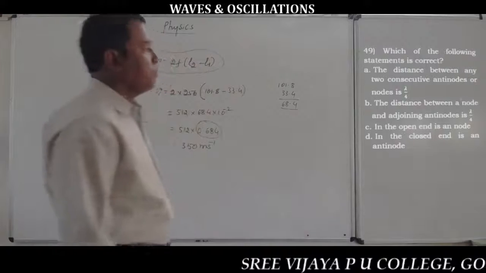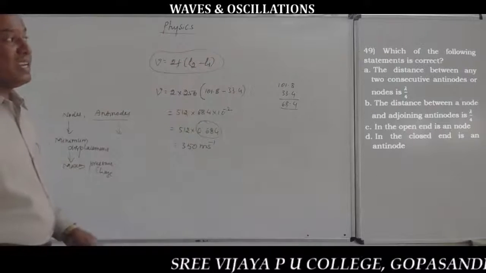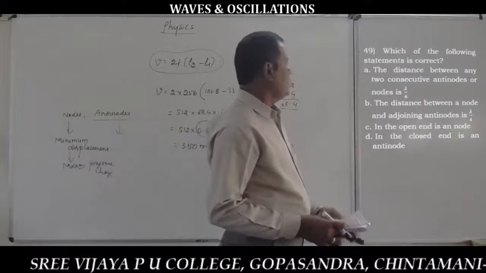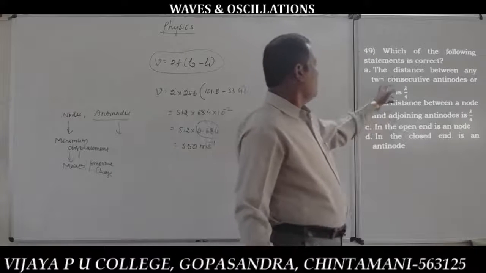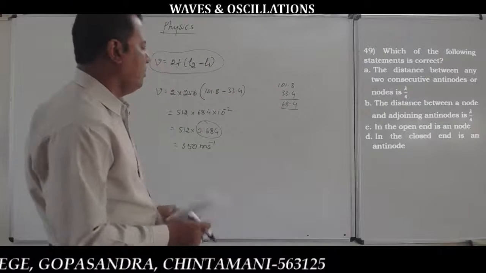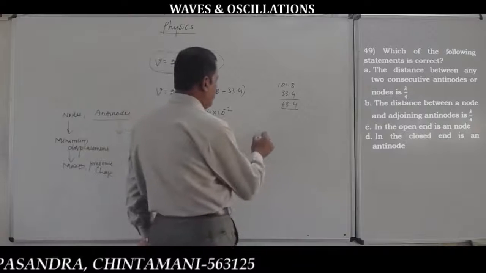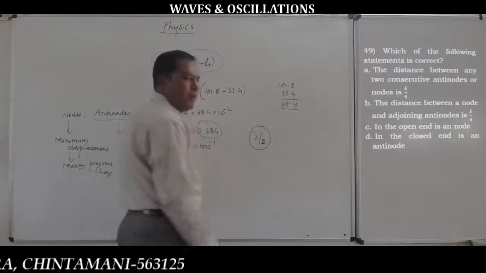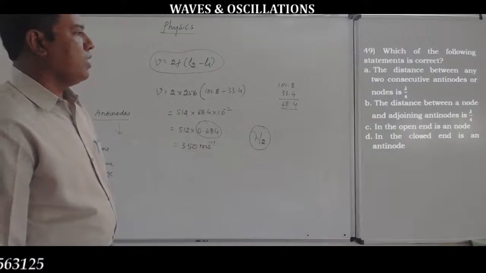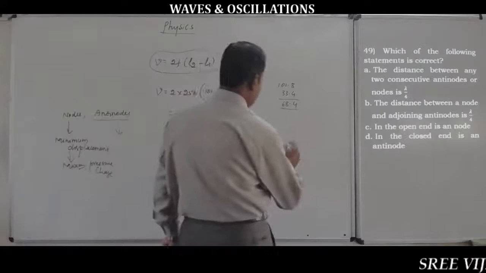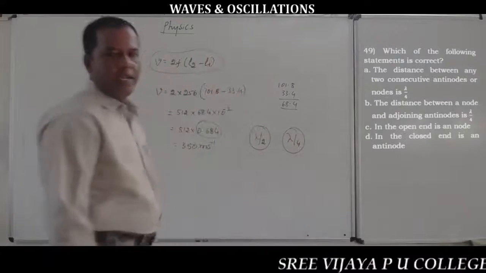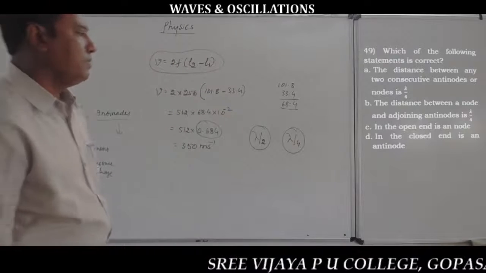Question number 49. Which of the following statements is correct? So you should find the true statement now. Among these four, you should find the correct statement. The distance between any two consecutive antinodes or nodes is lambda by 2. But we have studied that the distance between any two consecutive nodes or antinodes is lambda by 2. First statement is false. The distance between a node and adjoining antinode is lambda by 4. Of course, the second statement is true.